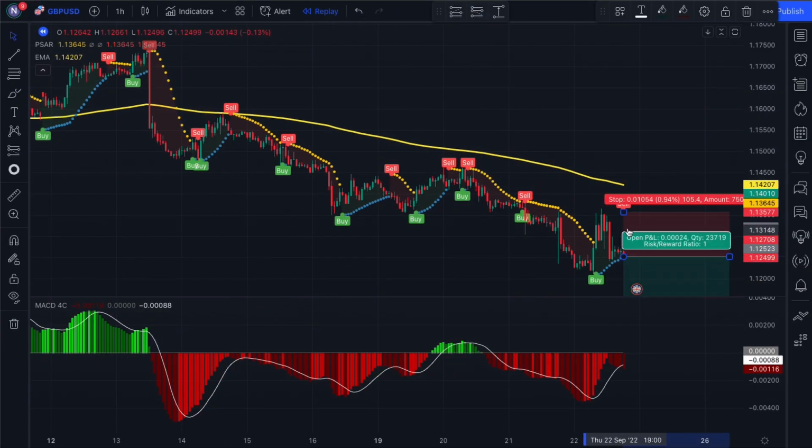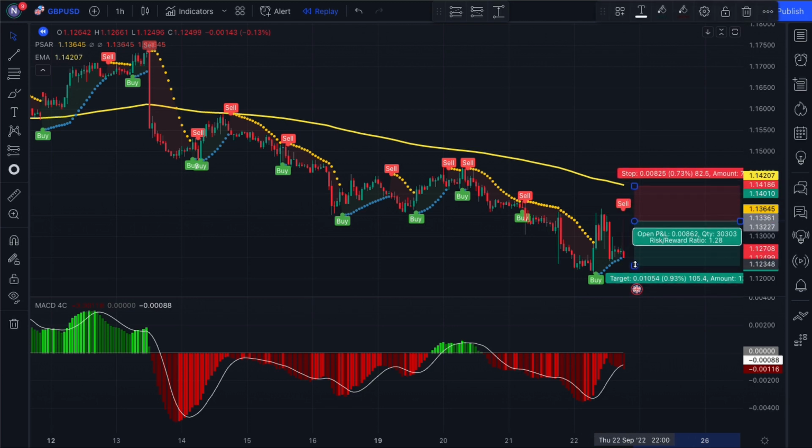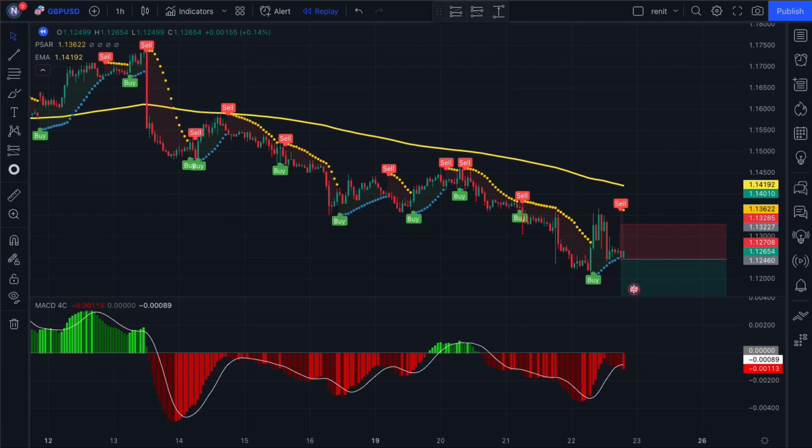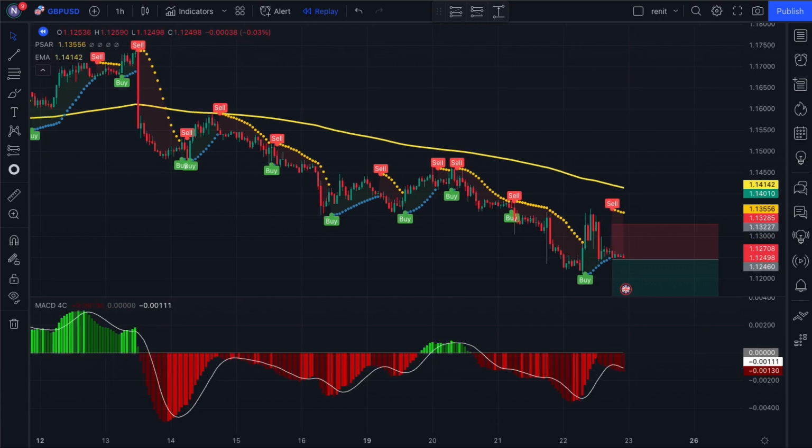And just quickly, here's another example of a short trade that you should take. We see the price action moving below the 200 EMA line, our PSAR has issued a red sell signal, and our MACD indicator is red.